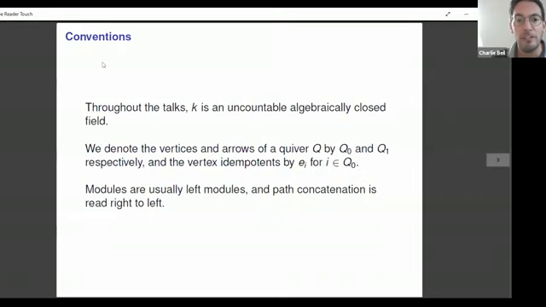Throughout the talks, K will be an algebraically closed field, and there are times when some of the results will depend on K being uncountable. We denote the vertices and arrows of a quiver by Q0 and Q1, and the vertex idempotents by e_i. Modules are usually meant as left modules, and path concatenation is read right to left.